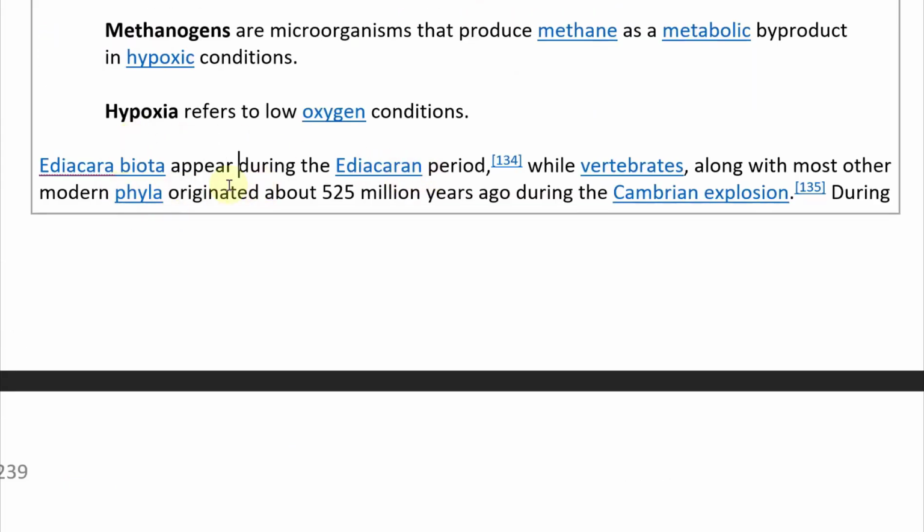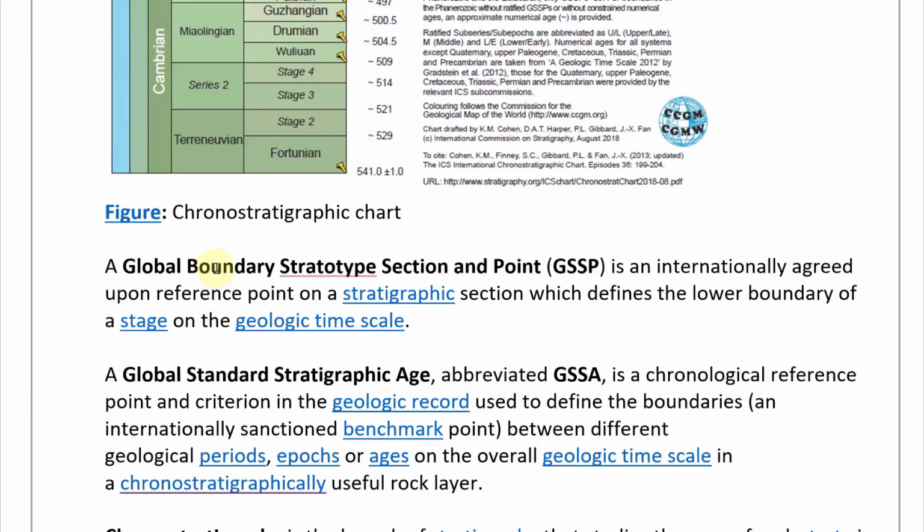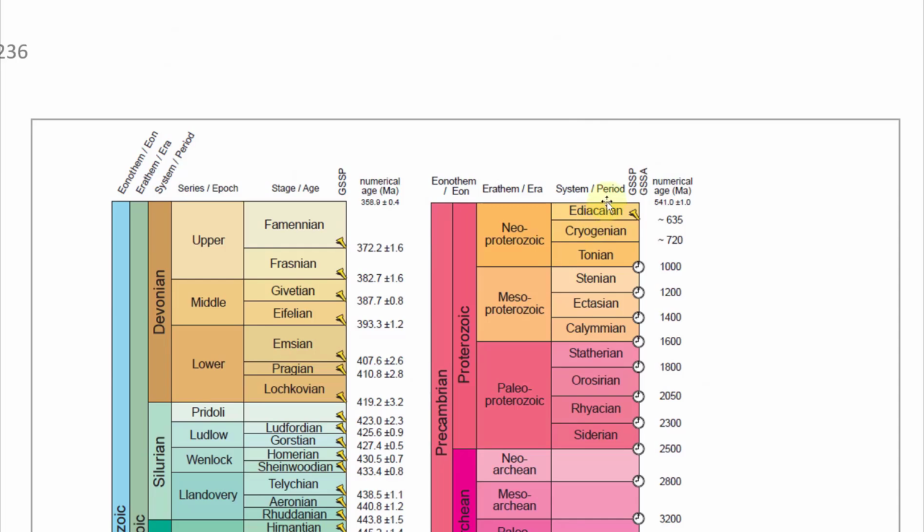Yes, continue further. So Ediacarobiota appeared during the Ediacaran period, while vertebrates, along with most other modern phyla, originated about 525 million years ago during the Cambrian explosion. So look at this. This is the Ediacaran period, that's the Ediacaran biota. Let's see where that shows up in here. Yeah, that's all the way over here. There's the Ediacaran period there, around 500 to 600 million years ago.